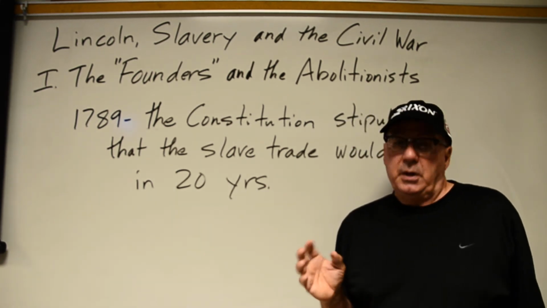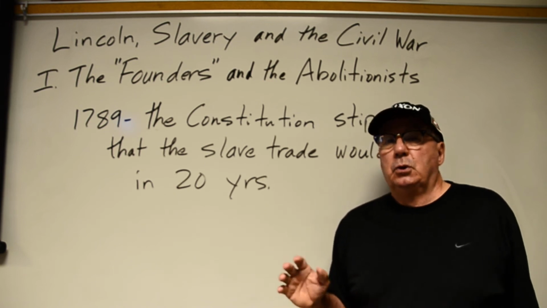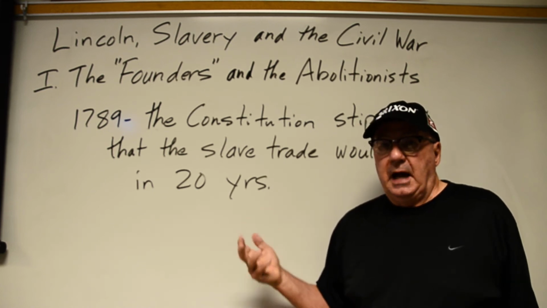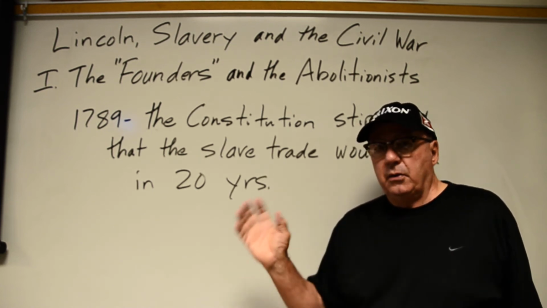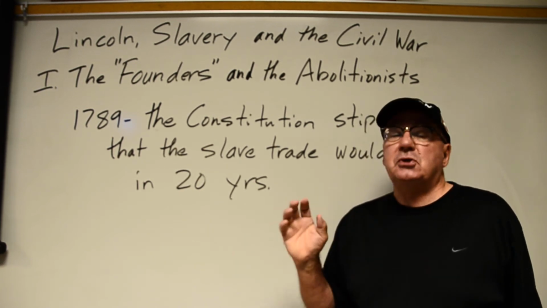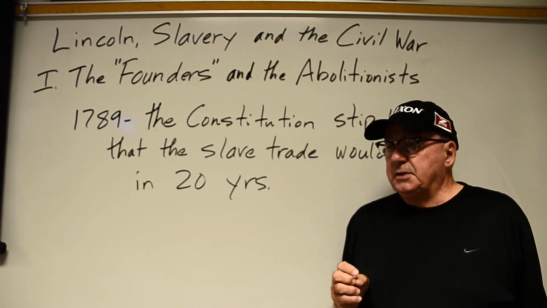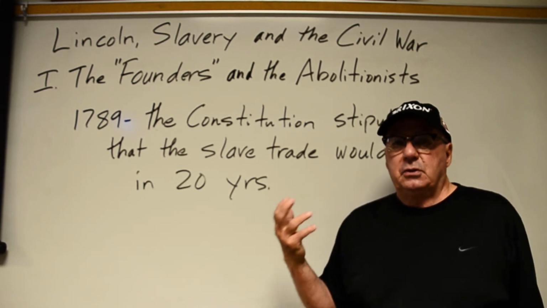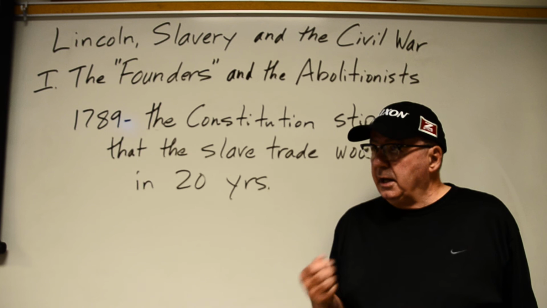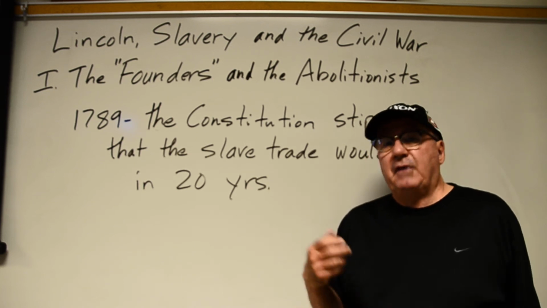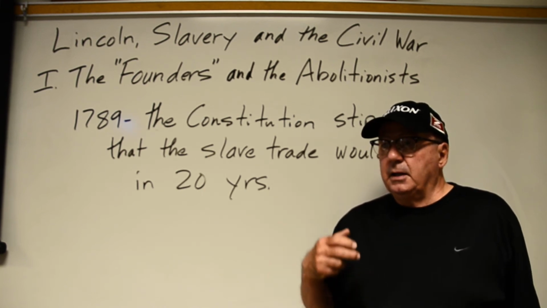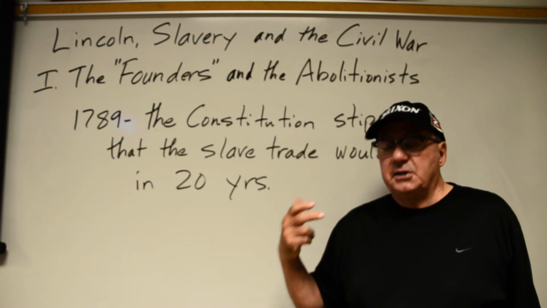In other words, in 20 years, it would be illegal to go outside of the United States to a place like Africa and capture Africans and bring them and require them to serve as slaves in the United States. That would end. This institution of slavery would still be around, but the number of slaves would increase just by the natural reproduction of slaves in the United States. So again, I think this shows that the founders didn't think that slavery would be around forever, and they hoped that it would one day disappear.